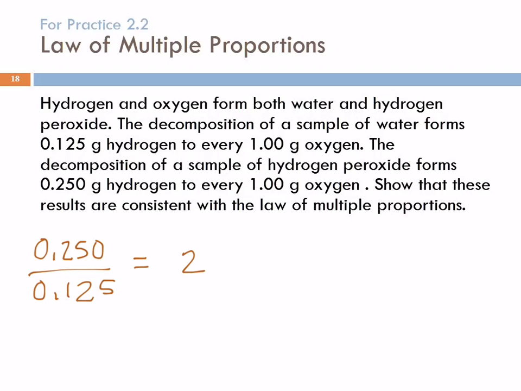And if we look at the formulas for these compounds, we have H2O and H2O2. And we see for the same number of hydrogen atoms, the H2O2, the hydrogen peroxide, has twice as many oxygens. The mass of oxygen, therefore, is twice as much as in the water.